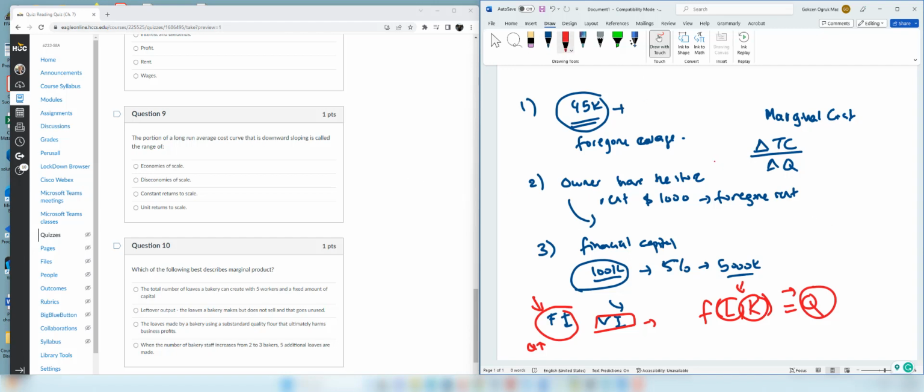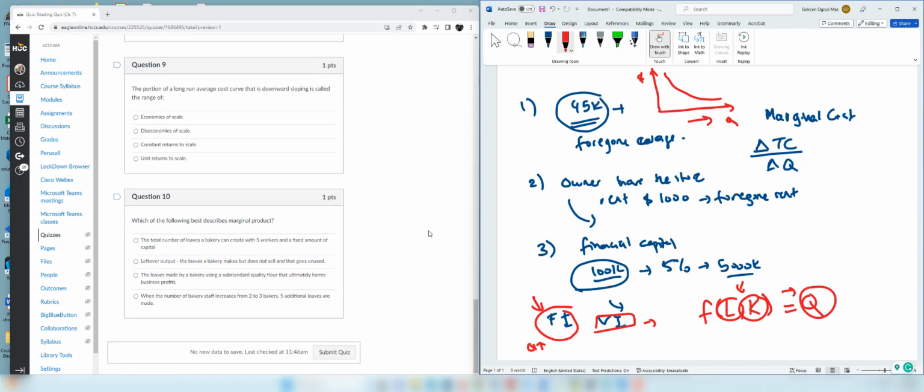So let's understand what we mean by economies of scale. If your long-run average cost curve is like that, going down as you produce more, then you have economies of scale. And we have many reasons why we have economies of scale. First of all, with increasing quantity, specialization increases, therefore production becomes less costly, and that's one of the reasons we see economies of scale.